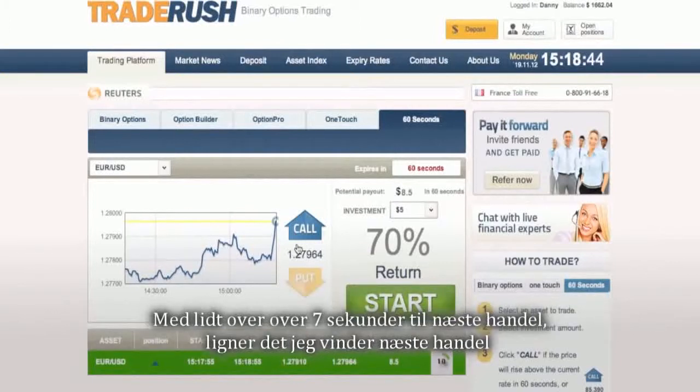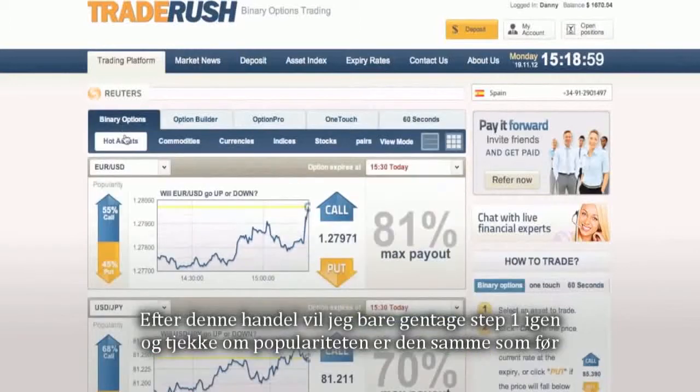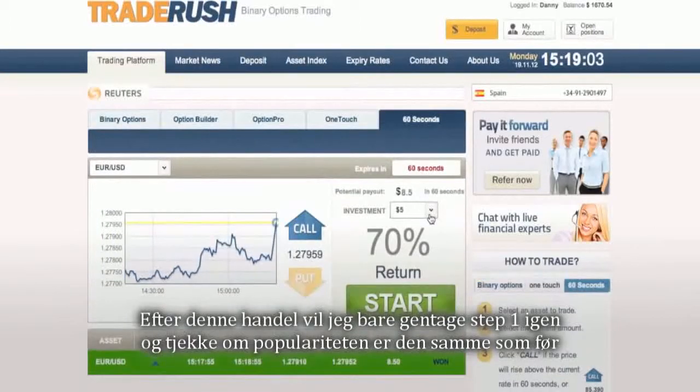Now, with a little over 7 seconds to go, it looks like I'm going to win this trade as well. And with a payout of $8.50 minus my investment of $5, it means that I've profited $3.50. So after this trade, I'm just going to repeat step 1 again and check the popularity is still saying call.